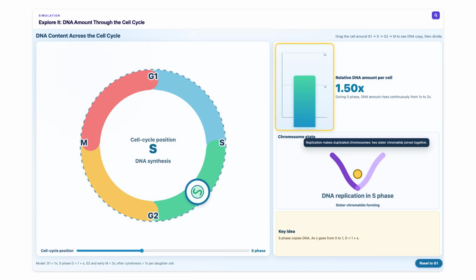Now move into S phase. S stands for synthesis, meaning DNA is being copied. As replication happens, the DNA amount rises from 1 times toward 2 times, and each chromosome becomes a duplicated chromosome made of 2 sister chromatids joined together.